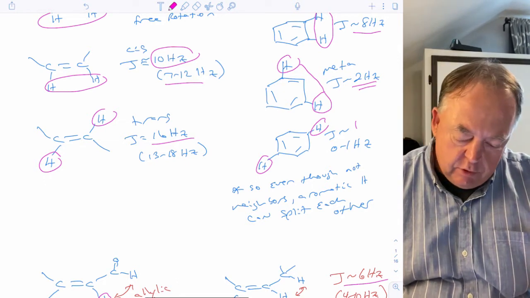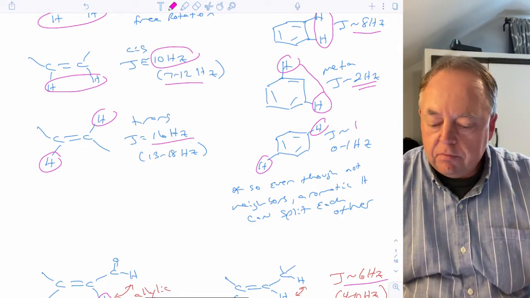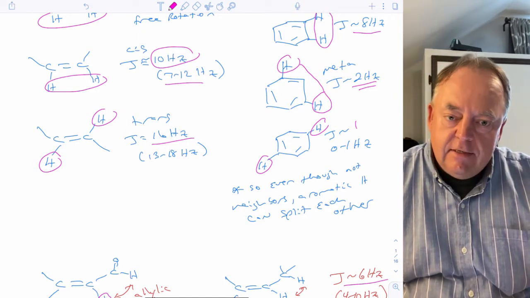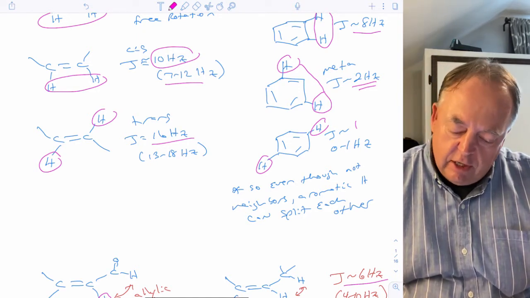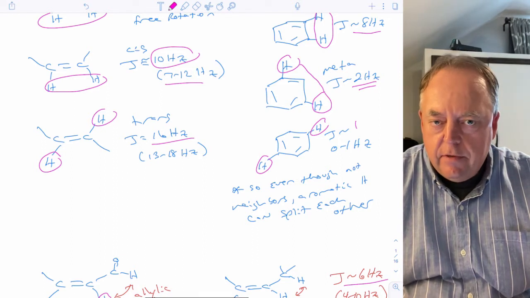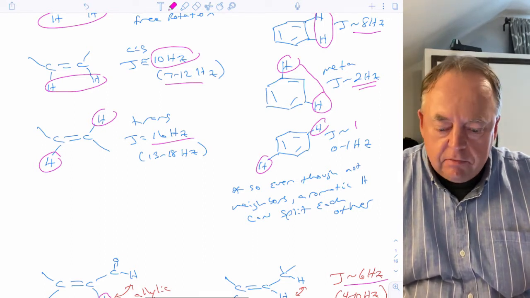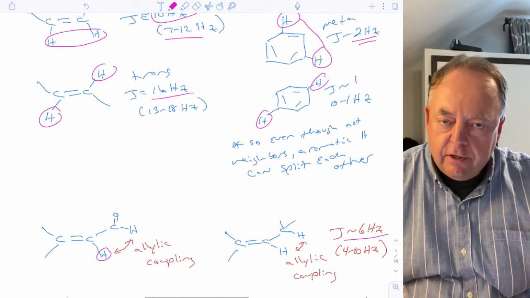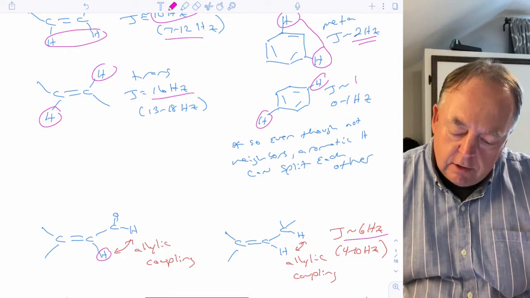Whether or not you would see those couplings, whether they would split each other or not, and whether you'd be able to observe it since the coupling constants are so small, would depend on your instrument. If you have a powerful magnet, and you have better resolution and really good shim, then yeah, you can see coupling constants that small. But if your instrument is not as powerful and you don't have very good shims, then you're not going to see those couplings.